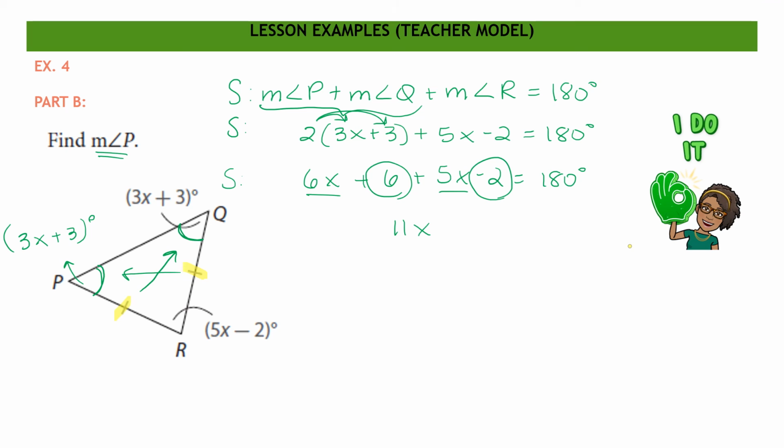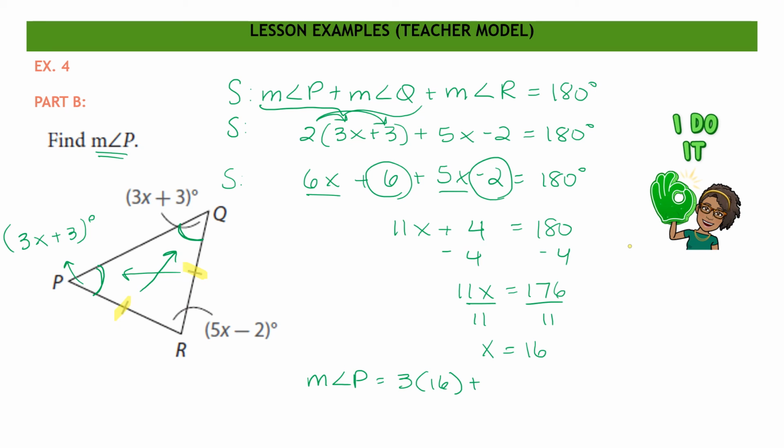Here I combine like terms where I get 11x plus 4 equals 180. Subtract 4 from both sides, so I'm left with 11x equals 176. Divide 11 on both sides, so I'm left with x is equal to 16. But my goal was not to solve for x. My goal was to find the measure of angle P, which we know was 3 times x, which is now 16, plus 3. So 3 times 16 plus 3 gives me 51 degrees.